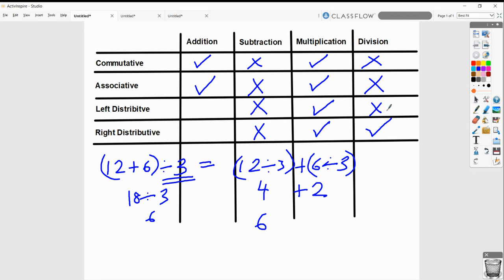None of the other properties apply for division. For addition, all the properties apply perfectly well. For multiplication, all the properties apply perfectly well. For division, only the right distributive property applies. I hope this makes the entire property list of operations very simple and very easy for you. All the properties are there to make your calculations simpler and easier.